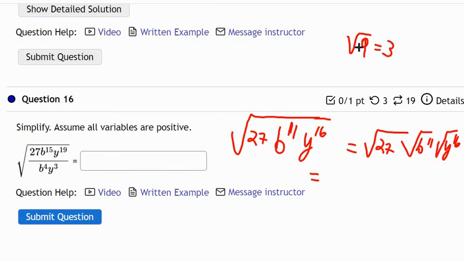I think that'll be the largest perfect square that's a factor of 27. As a matter of fact, 27 I'm going to write as 9 times 3. So that's the square root of 27 taken care of.